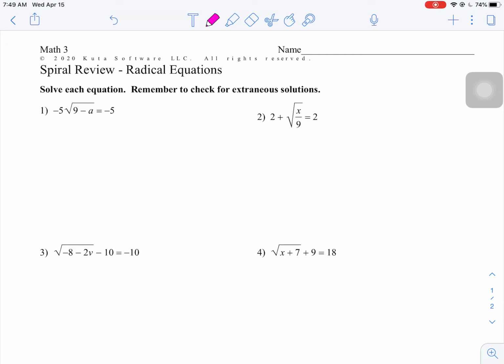And then for the other questions, I'll make sure that we at least isolate the radical so that you have the beginning part correct. And then you can just check your answers on the key that I will post later.